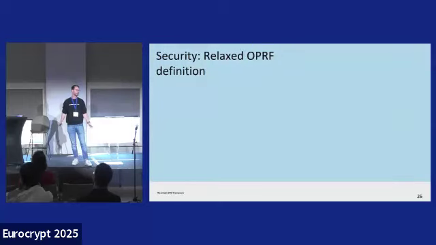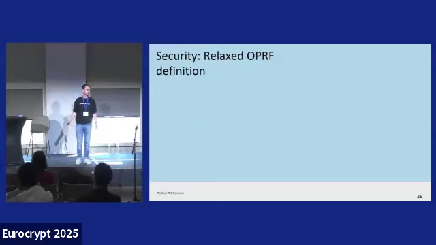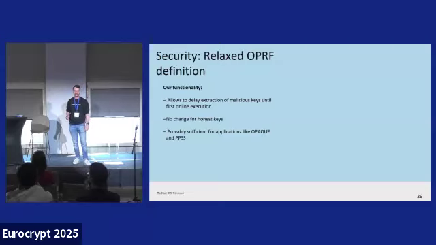What we end up with, I promised you we get UC security, which is kind of a vacuous statement because it always depends on the functionality that you get. And we don't get the usual OPRF ideal functionality. We had to relax it a little bit to allow for delayed extraction of malicious keys. We believe this does not make much of a difference. We could prove that you still get OPAQUE and PPSS from this weaker ideal functionality, and in particular, nothing changed for the honest server key. This is a change that only applies to malicious keys.